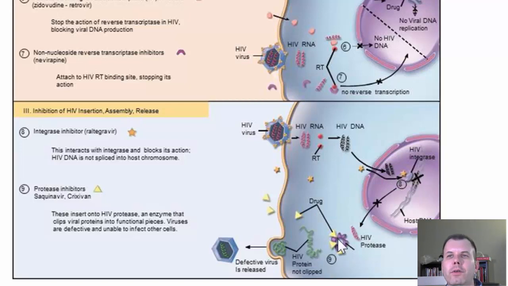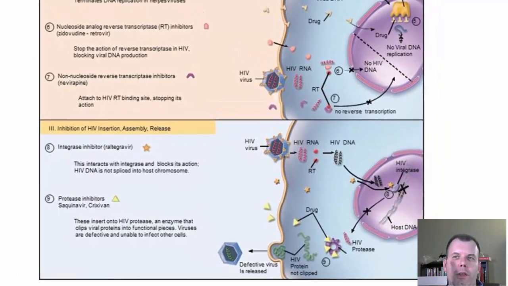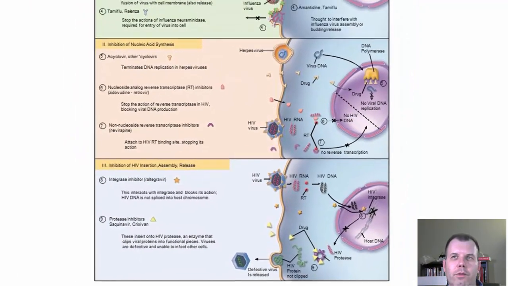And in number 6, you block the protease. That protease is used to cleave the proteins. If you use protease inhibitors, you can block the HIV protease, so the HIV proteins are not clipped. It can't make the effective virus, and so it's a defective virus. And so both these drugs, the integrase and the protease inhibitors, do a very good job of keeping you alive if you're HIV positive, because you can't make an effective virus to spread to other cells.